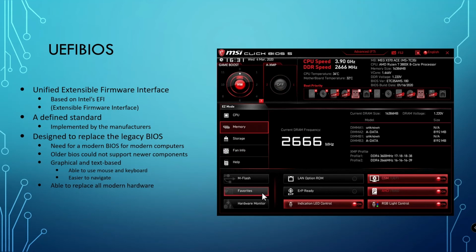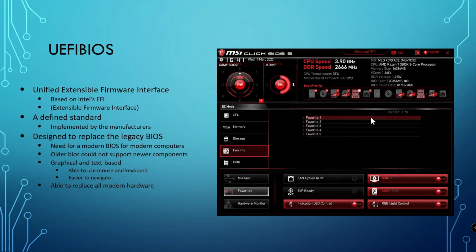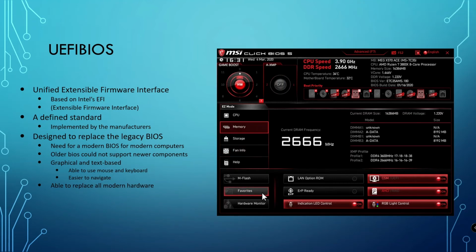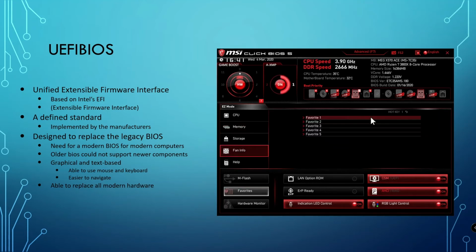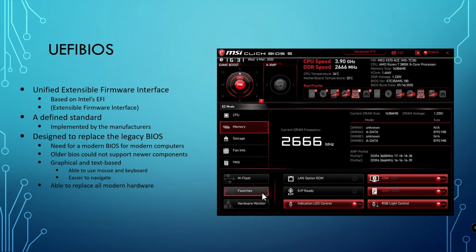That's where the UEFI BIOS comes in, the Unified Extensible Firmware Interface. It's based off Intel's EFI, the Extensible Firmware Interface, and it's a defined standard, and it's implemented by the manufacturers. All of them share this information and use it pretty much in the same way. This makes it easier for components to hook into their motherboards because everyone is using the same standards and the same settings for whatever components that you're hooking into the motherboard.